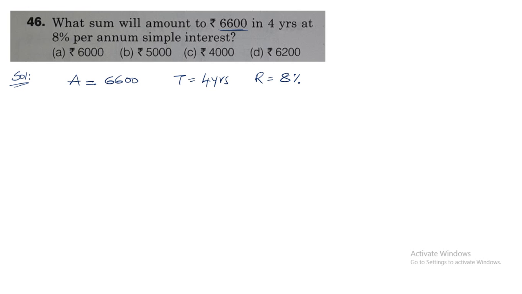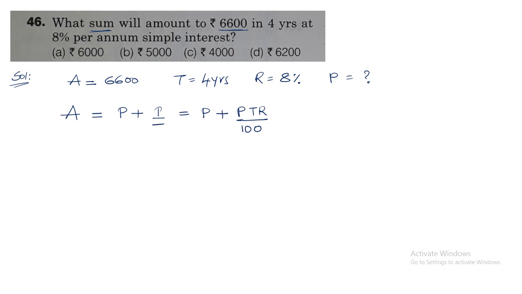Right? Now, what sum is he asking? What sum means he is asking about the principal. So principal is equal to question mark. Now from this we have the formula, right? So what is the formula? Amount is equal to principal plus interest. Now already the values are given. I can write this as principal plus, what about interest? Interest I can write as PTR by 100. Okay, so A is equal to P plus PTR by 100.